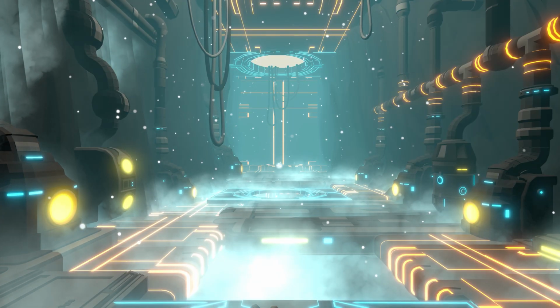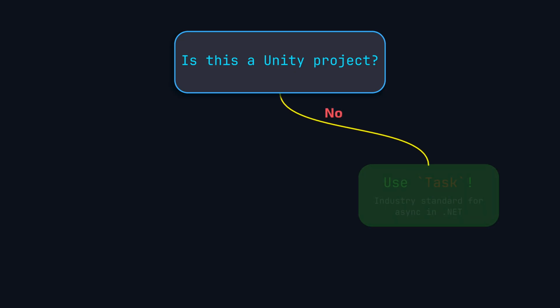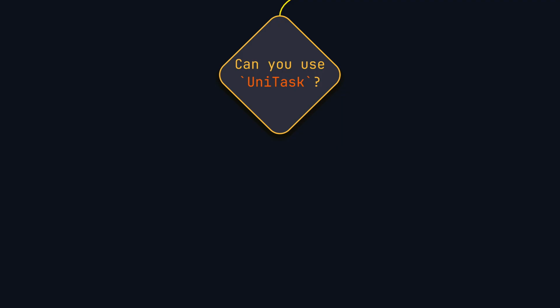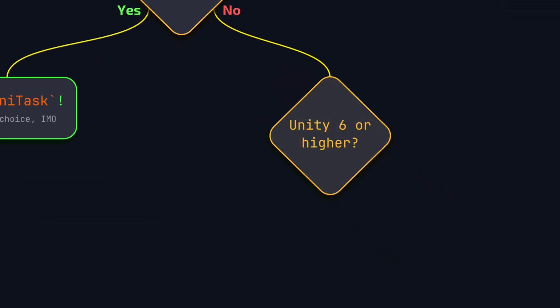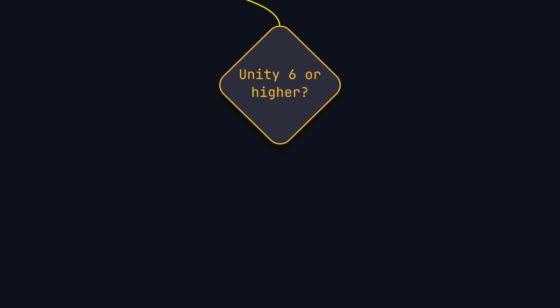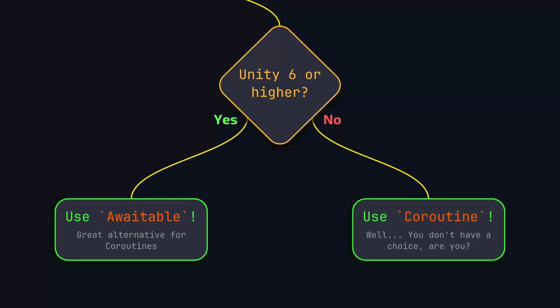So, which one should you use? For me, the answer is pretty clear. If it's not a Unity project, use tasks. Server code, desktop apps, command line tools, basically anything written in C# but outside of Unity. If it's a Unity project, ask yourself one question. Can you use UniTasks? For me, that's always the default choice, because it's the most feature-complete and Unity-optimized solution. If for some reason you can't use UniTasks, you've got two options. Are you using Unity 6 or higher? Go with Awaitables. Using an older Unity version? Well, you don't really have a choice. Use coroutines.